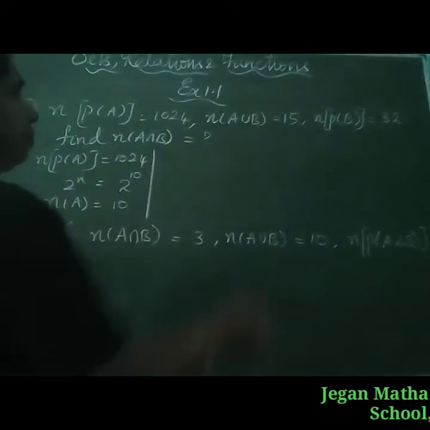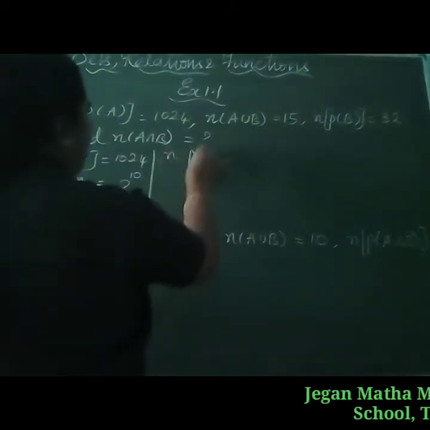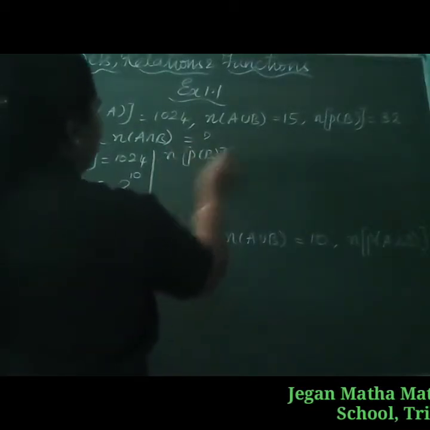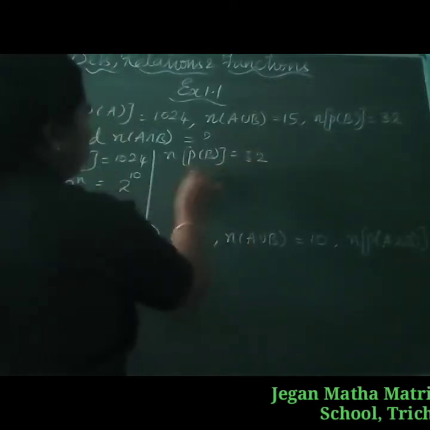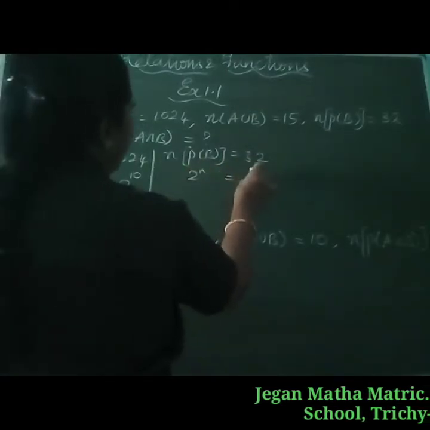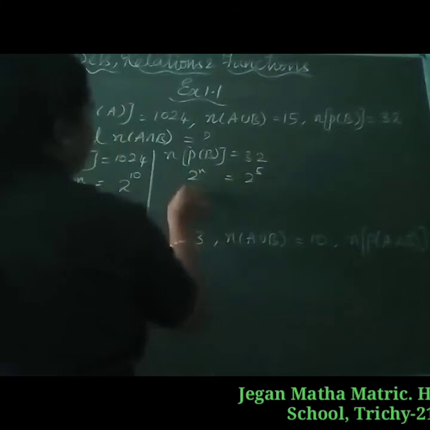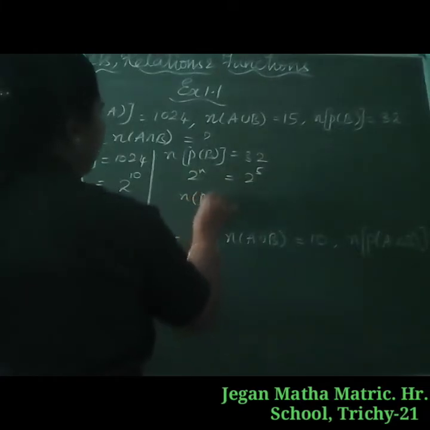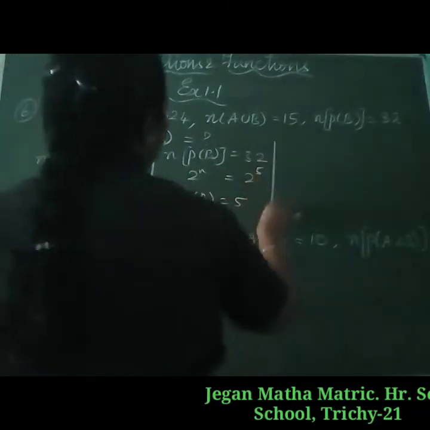Next one, n(P(B)) is equal to 32. That is 2 power n is equal to 2 power 5. So n(B) is equal to 5.